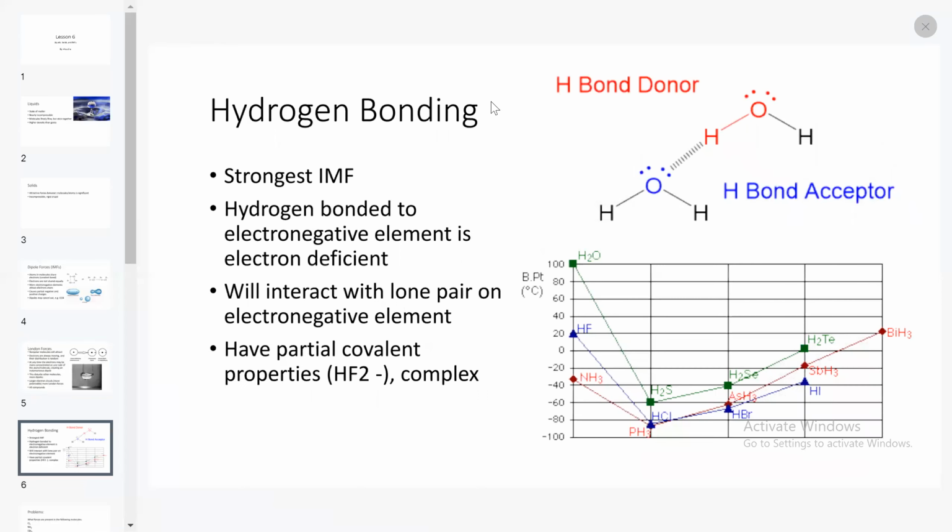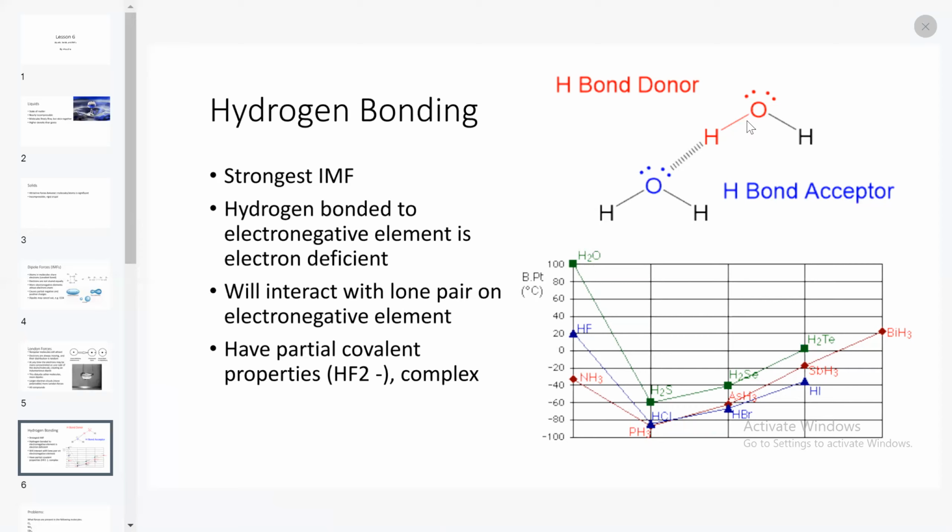Okay, now there's one final IMF I want to talk about, which is hydrogen bonding. So hydrogen bonding is by far the strongest intermolecular force. So basically, if we have a hydrogen bonded to a very, very electronegative element like oxygen, this hydrogen will be very electron deficient. So it will have a very large partial positive charge. So for example, this hydrogen here.